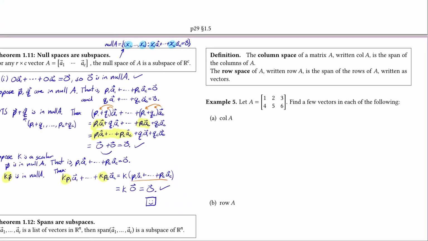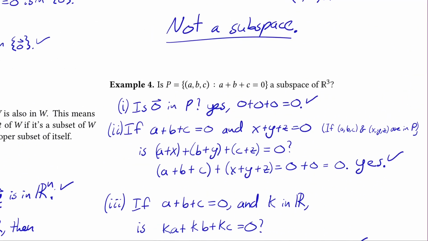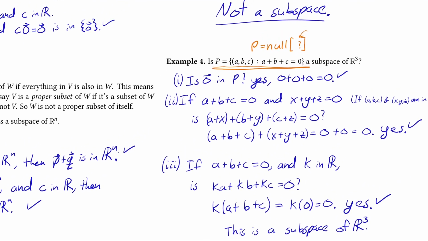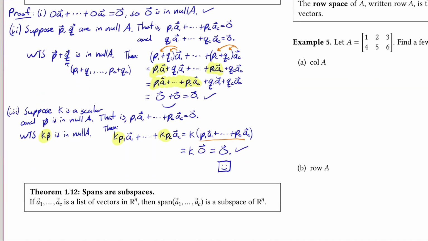Quick little extra credit exercise. It turns out example 4, this set P, is the null space of something. Can you tell me what is that matrix that it is a null space of? And when I say extra credit, I mean not actual extra credit. Give yourself mental extra credit, the satisfaction of figuring something out.